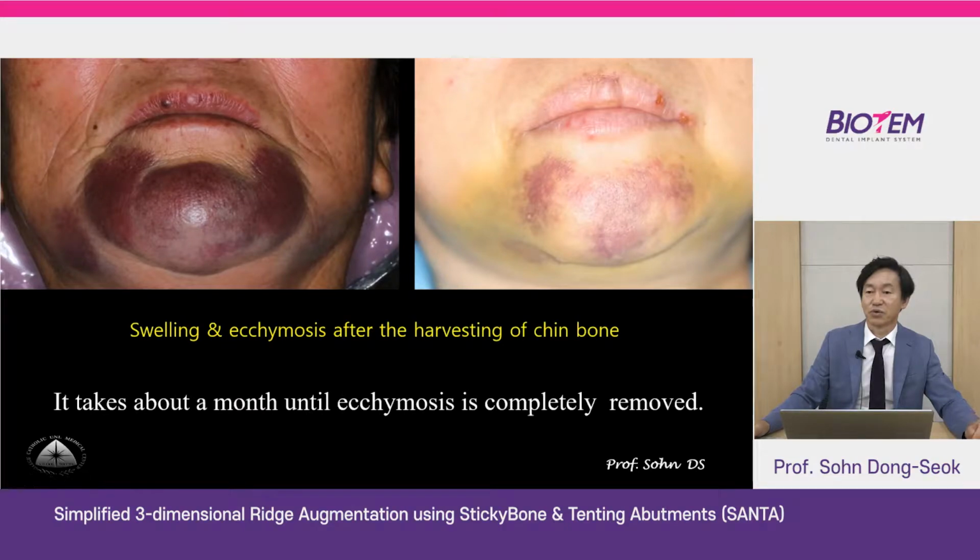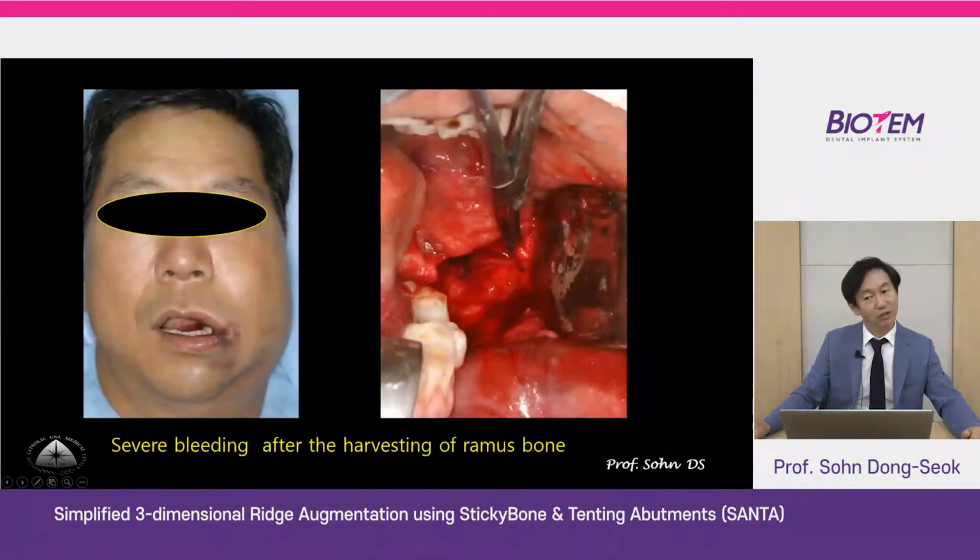This slide shows one of the complications after harvesting of a chin bone. You can see the facial swelling and the ecchymosis. It takes almost 1 month until all ecchymosis is completely resolved.